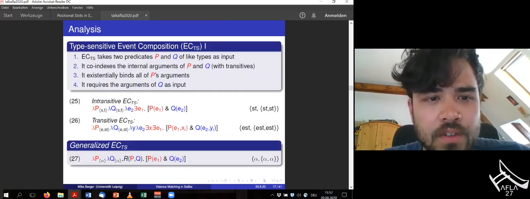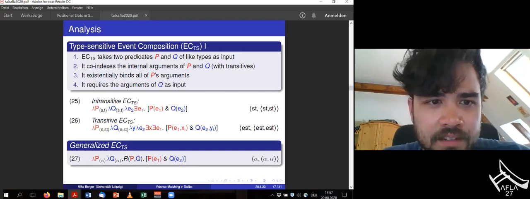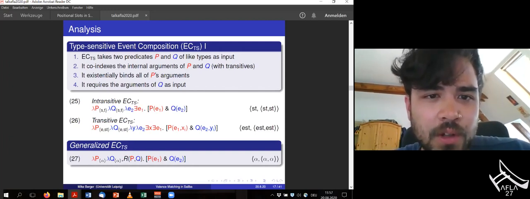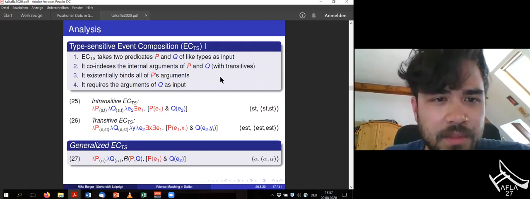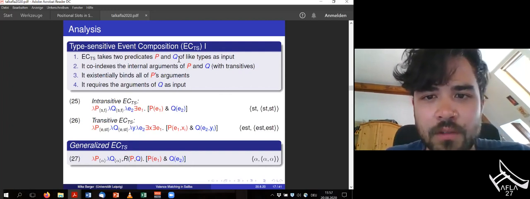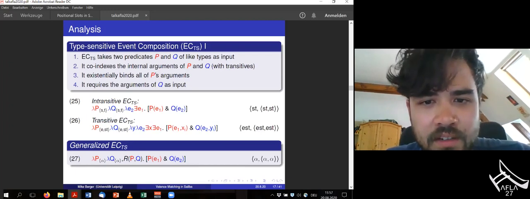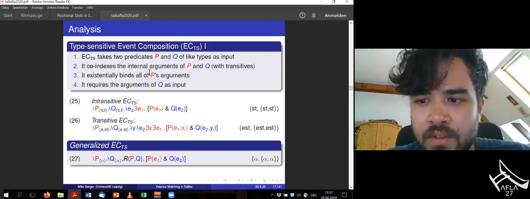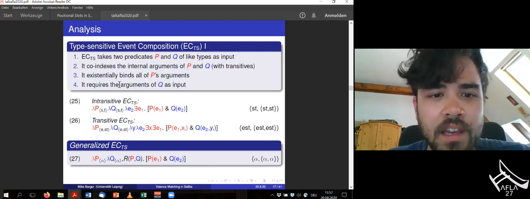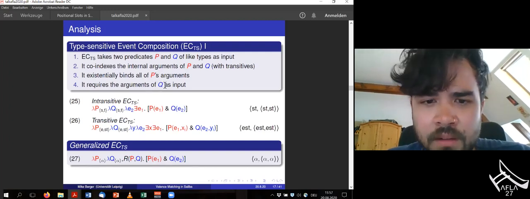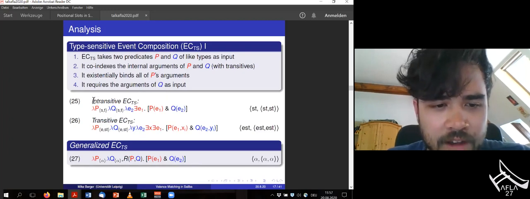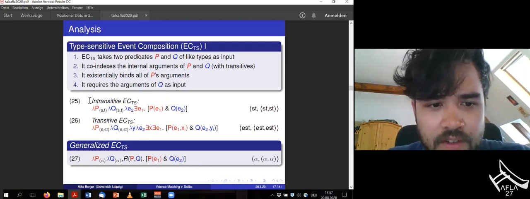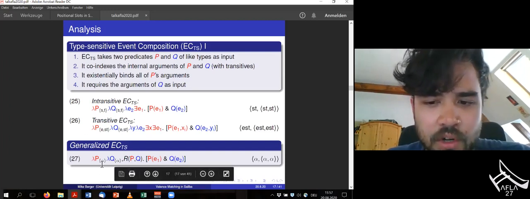I'm going to assume that matching and complex verb formation follows from event composition, which I take to be type sensitive. So ECTS takes two predicates P and Q of like types as input. It co-indexes the internal arguments of P and Q if we have a transitive, and it existentially binds all of P's arguments because those can no longer be realized in any way. And it requires the arguments of the second predicate it combines with as input. So 25 is going to be ECTS for intransitives, and 26 is going to be ECTS for transitives, and this characterizes the generalized operation in 27. I'll run through a couple of derivations in a moment.